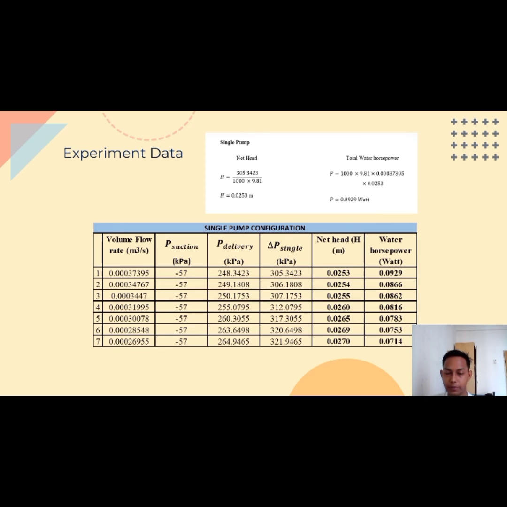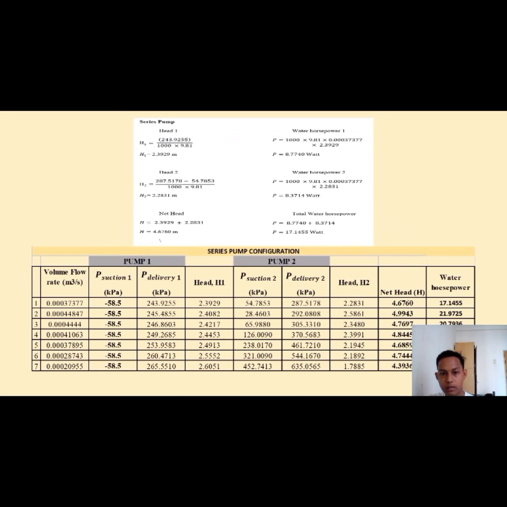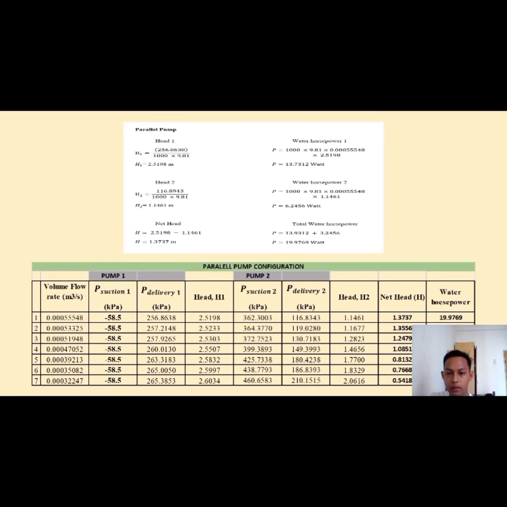Here we have the experiment data for the single pump configuration, and also I state the sample calculation for the single pump. As you can see here, we also have the sample calculation and data for the series pump. And the last one here, we have the parallel pump configuration data and the sample calculation for the parallel pump.